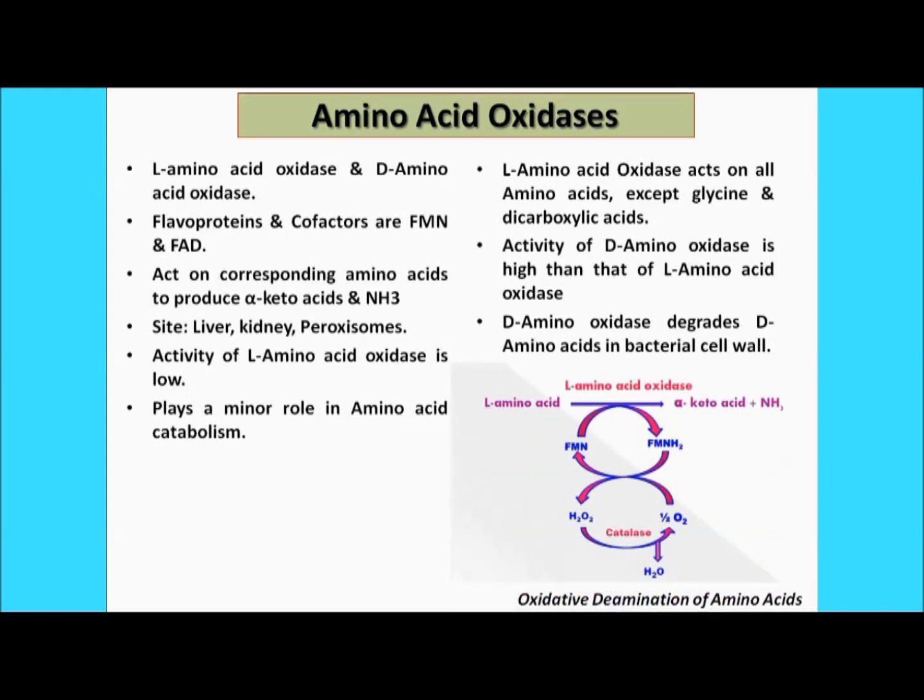So diagrammatically it can be shown as, suppose this is the L amino acid, right? Here L amino acid oxidase will act to give an alpha keto acid and an ammonia group. So here the cofactor is FMN, as I already told you, right? And finally it leads to the liberation of a peroxide, a water molecule.